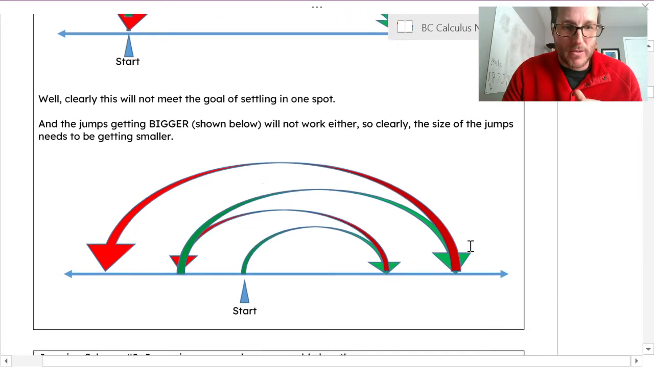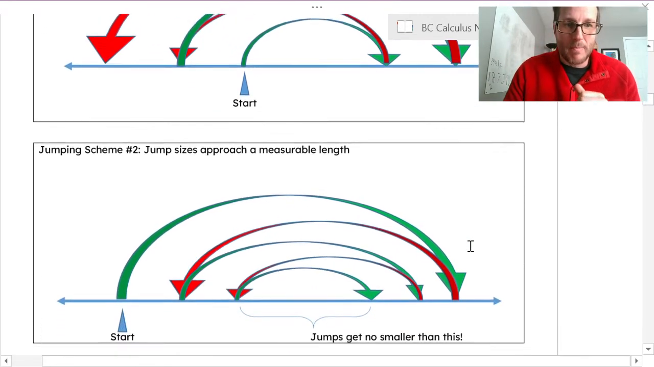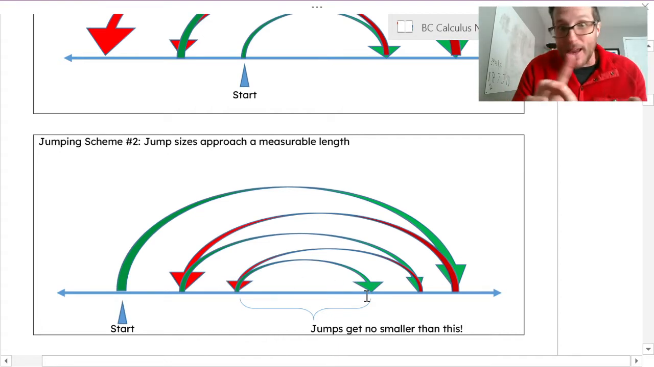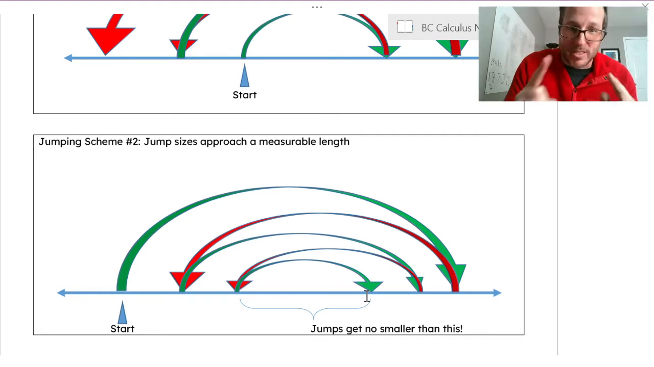All right. So here's another scheme. Maybe the jumps are getting smaller, but never smaller than a certain measurable amount. So yeah, I'm jumping back and forth, but if my jumps settle on this distance here, then I end up back to the first scheme where I'm jumping the same distance back and forth and not settling onto one spot.